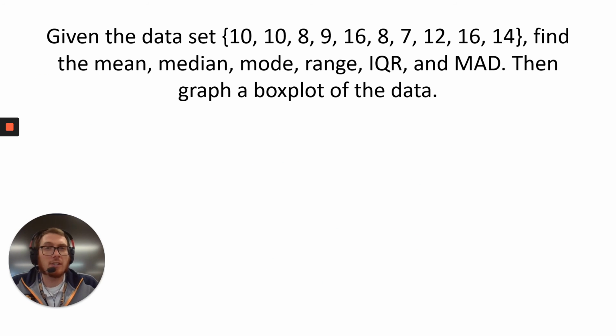Okay, the next question is kind of what your homework's going to say. It's going to say, here's a data set, find the mean, find the median, find the mode, find the range, find the IQR, find the MAD, and graph it. Since we've already talked about a lot of these things, I'm just going to highlight a few things. The most important thing is probably for the median and the IQR and the MAD, you got to order the data.